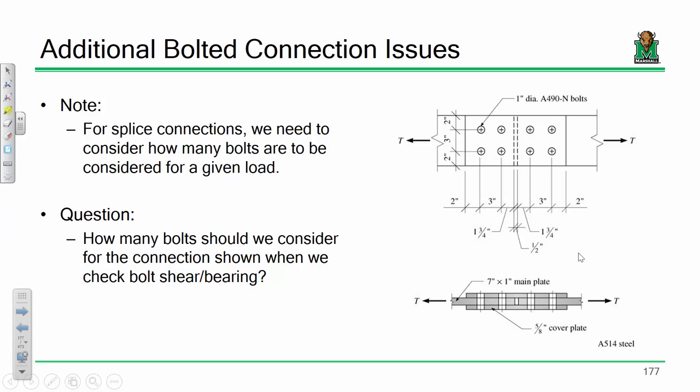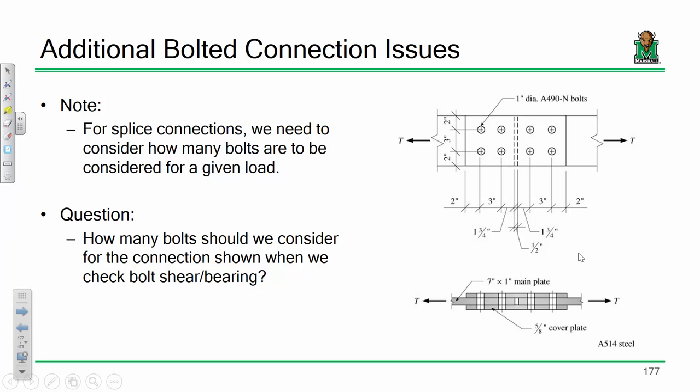So let's take the bolt shear capacity. I look up the capacity of a 1-inch diameter, group B threads included bolt in double shear, and I get a number. If I want the bolt shear capacity of the entire connection, do I multiply by 8 bolts? The answer is no, because half the bolts are transferring load in one direction, half the bolts are transferring the load in the other. So if I'm trying to determine the bolt shear capacity of this connection, I don't multiply by 8, I multiply by 4.